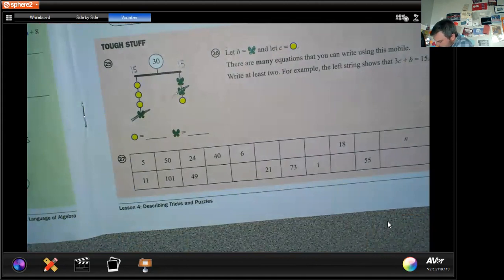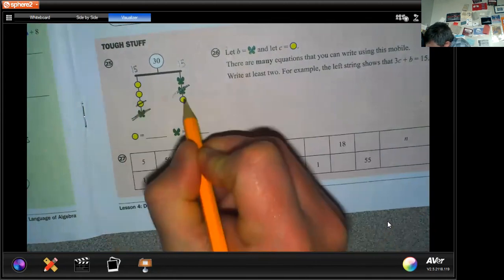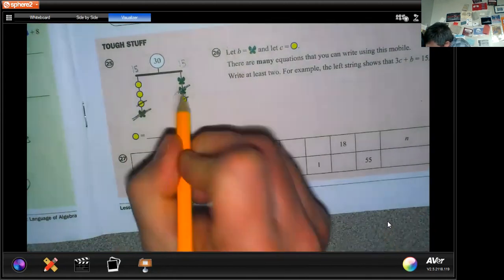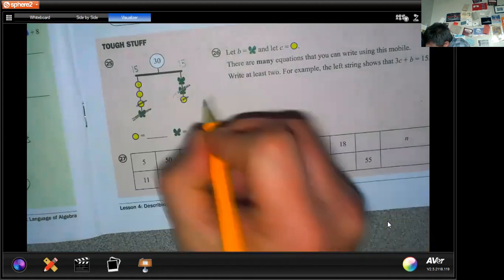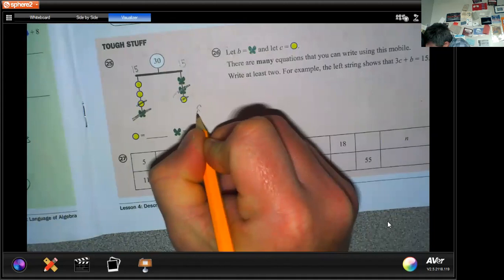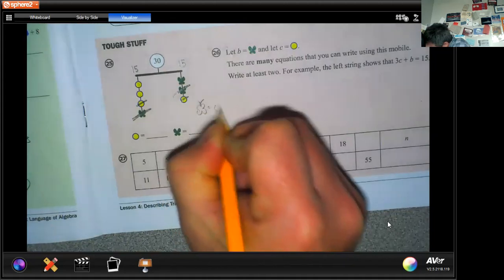Okay, and let's see here. I've got this circle balances with this circle. So I know that a butterfly is 2 circles. So butterfly equals 2 circles.